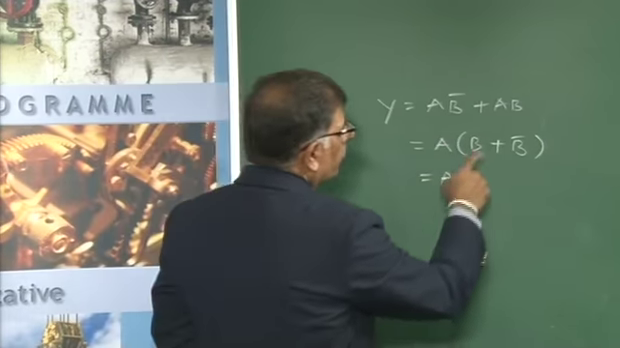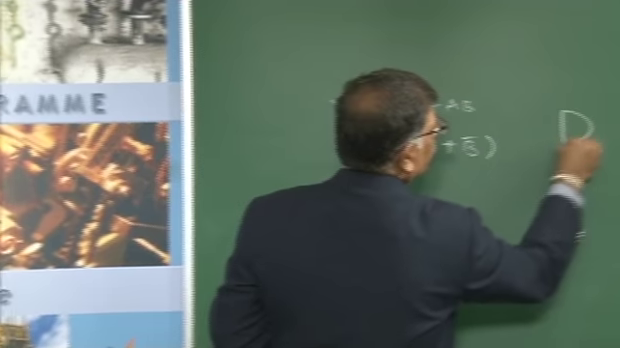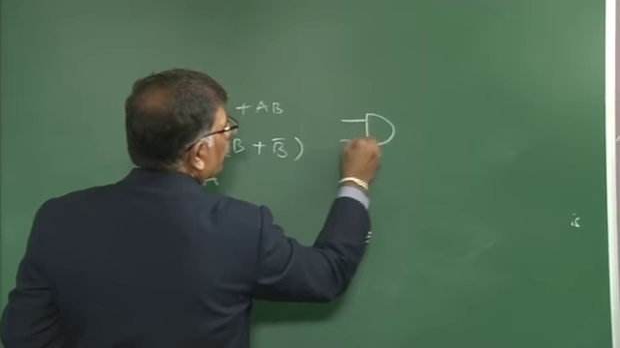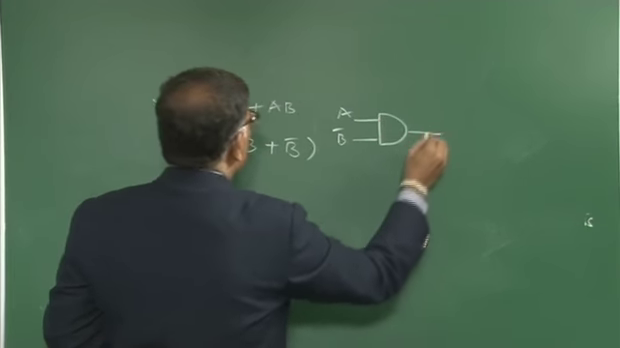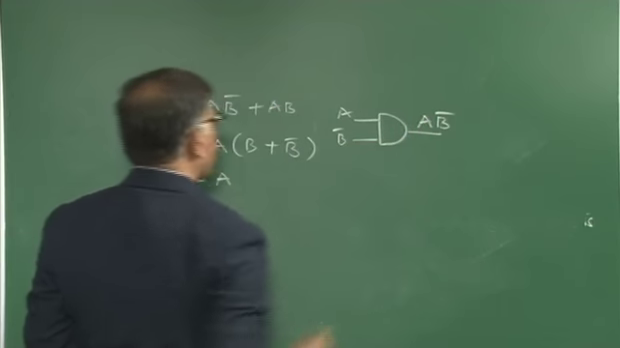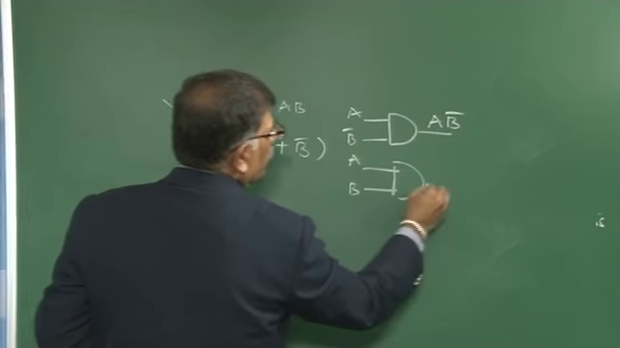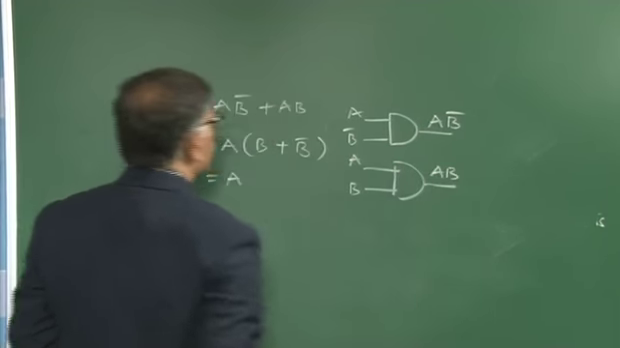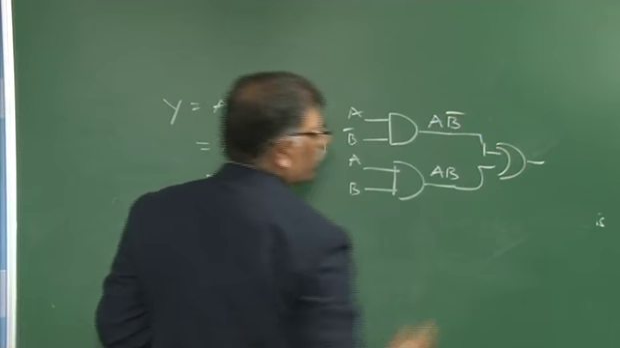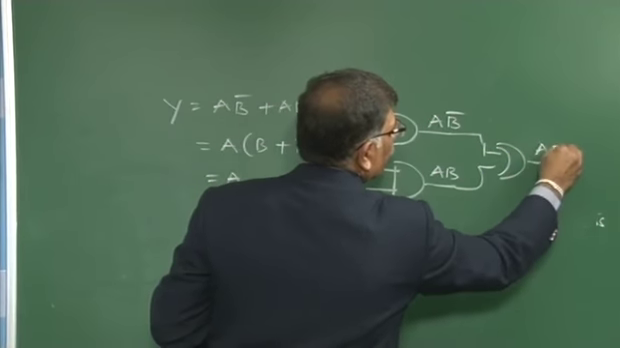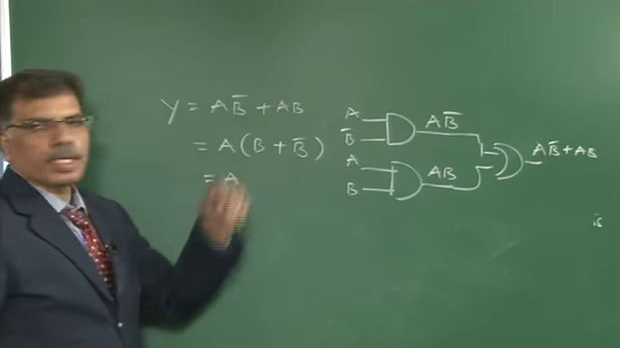Suppose I implement the same thing as a digital circuit using AND and OR operations. Suppose this is my AND gate for implementing AB bar. This is one term I will be getting, AB bar. Another AND gate I will use, for which I give inputs A and B, and I will get an output AB. Next, to do an OR operation, I will connect an OR gate so that you will be getting AB bar plus AB. This is the total AND-OR circuit for this given expression.